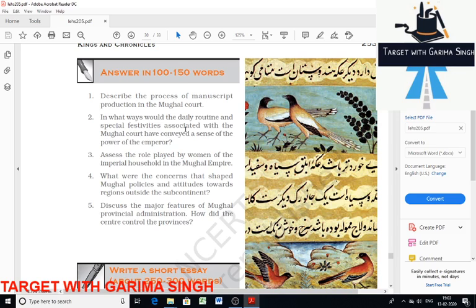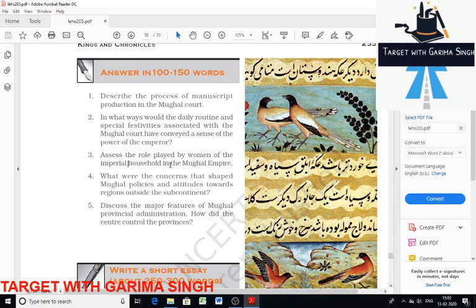Second: in what ways would the daily routine and special festivities associated with the Mughal court have conveyed a sense of the power of the emperor? The daily routine and special festivities associated with the Mughal court conveyed this in various ways, like representing the status of the court, the salutation of the emperor, Jharokha Darshan, meetings held by the emperor in Diwan-i-Am and Diwan-i-Khas, as well as honoring the Mansabdars on special occasions with special gifts and jagirs.